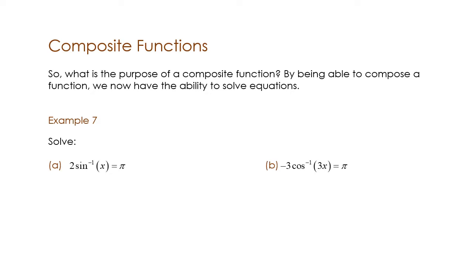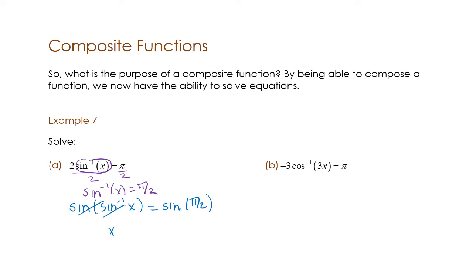So we want to get the x by itself. Right now it's stuck inside of this sine inverse, so I'm going to first isolate that. So I get sine inverse of x equals pi over 2. So now that I've done that, I can undo this by taking the sine of both sides, because when I do that, that's going to undo this here and leave me with x. And I know that the sine of pi over 2 is 1.